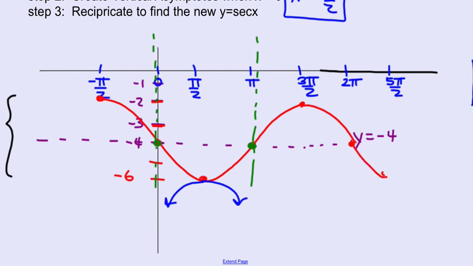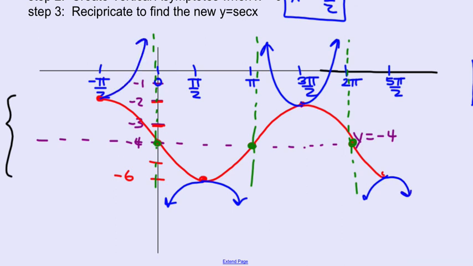So we have another vertical asymptote here, and then another parabola. And another parabola coming down here, and then another parabola over there.